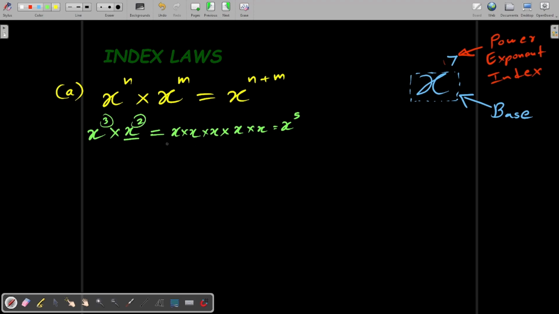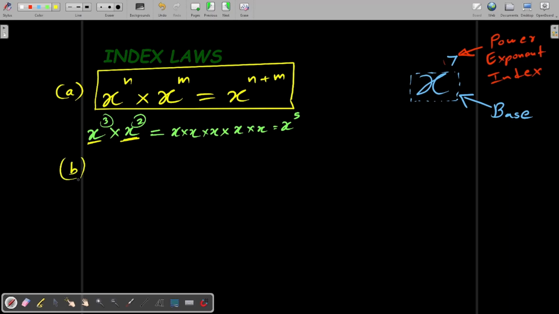So rather than going through this expanded procedure, you can straight away use the above law to add the powers if you come across such a situation. Keep in mind this can only be done if the bases are the same. If the bases are different, you can't do this one.